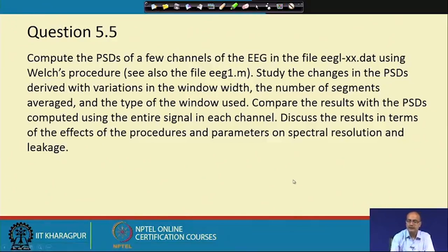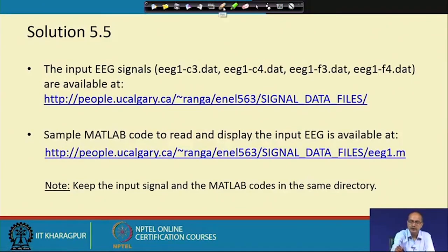To start, first we have to download the signals. Four EEG signals are given: F3, F4, C3 and C4. They are given here in this location, and the corresponding MATLAB file to read and plot them is given here. We need to keep them in the same directory, that is, the working directory of MATLAB.